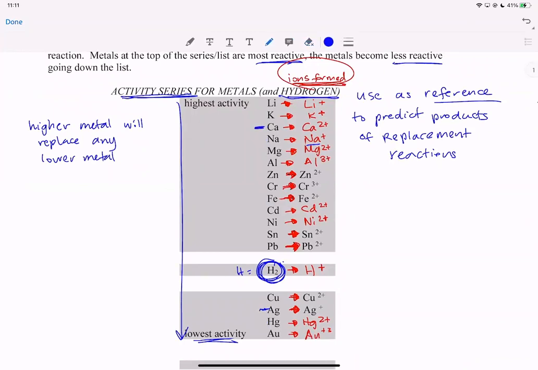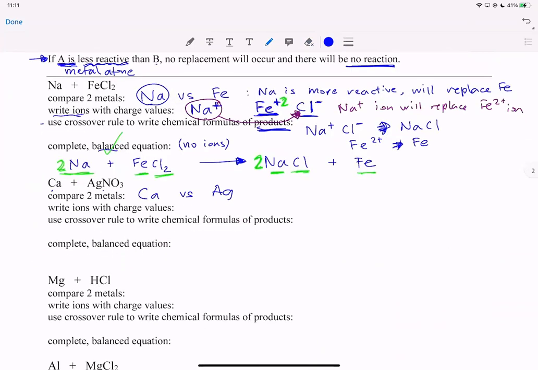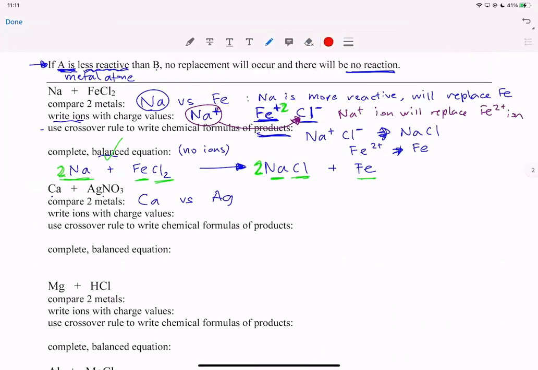Calcium is more reactive and it will replace the silver. So let's underline that one. It's more reactive, and it will replace the silver. Before it does that, though, it has to form the ion. And the ion that calcium forms is calcium 2+. You can use the periodic table for that, or the activity series is where I got that from. So that's the ion of the calcium.